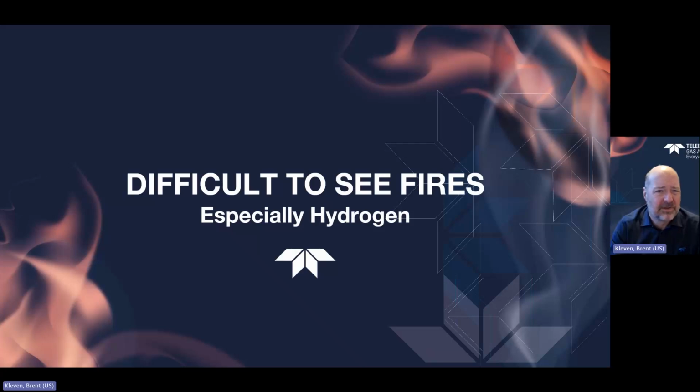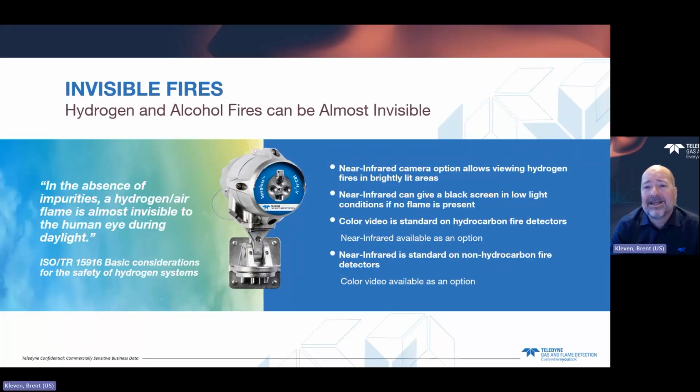So what about difficult to see fires? We're talking about using video here, but we know that some fires, especially hydrogen, can be extremely difficult to see. So, invisible fires. In the absence of impurities, a hydrogen air flame is almost invisible to the human eye during daylight. So we can't see the fire. What are we going to do?